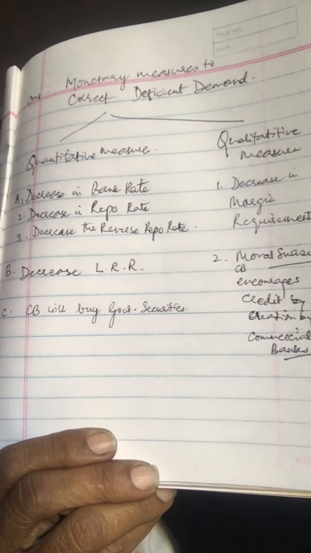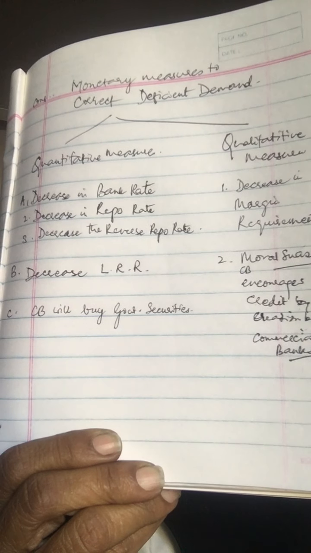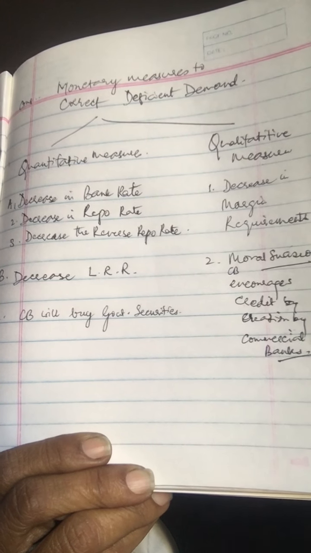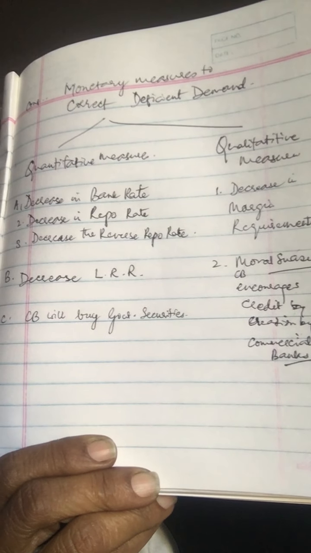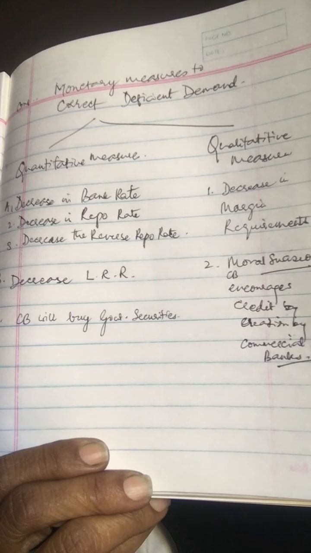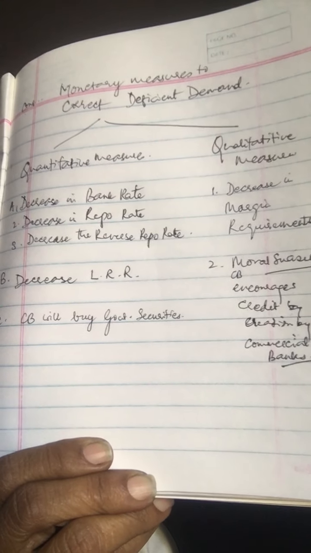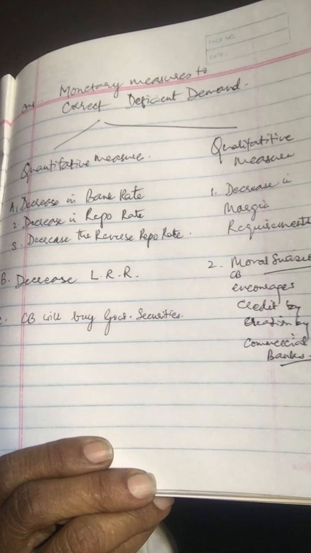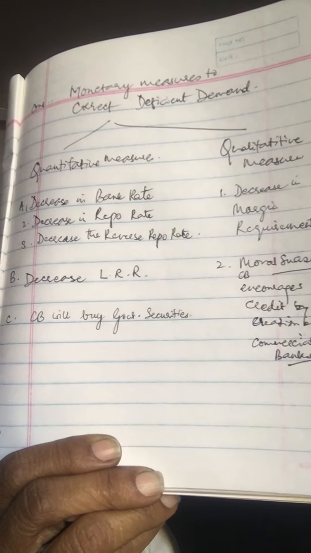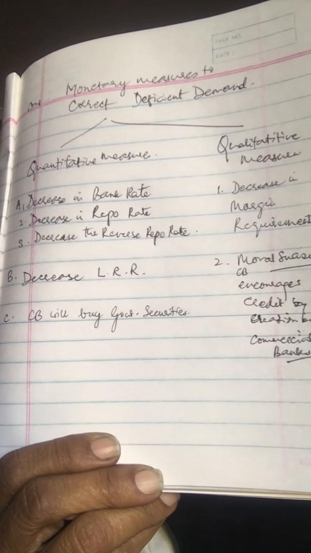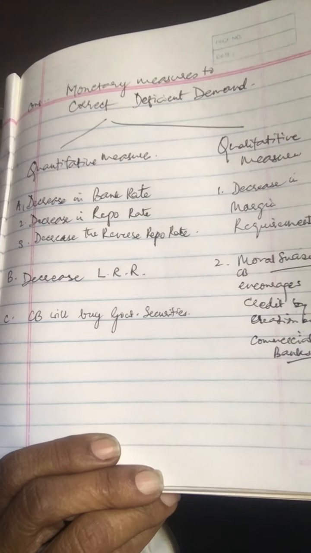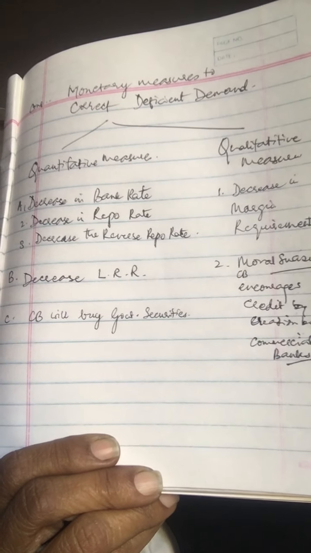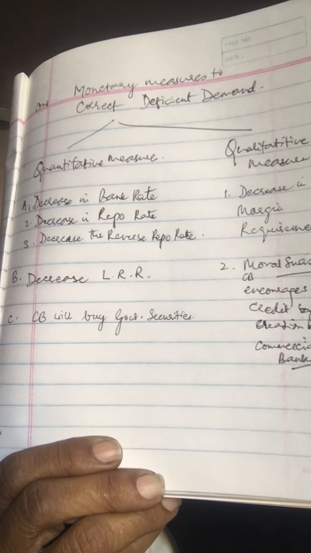So what happens during deficient demand? The central bank lowers the legal reserve ratio, which enables the commercial banks to create more credit. A reduction in the legal reserve ratio releases money that was earlier required to be kept as reserve, either with the central bank or with themselves as commercial banks. So now this gives more money in the hands of commercial banks to lend to the firms. As a result, investment expenditure and hence aggregate demand increases.